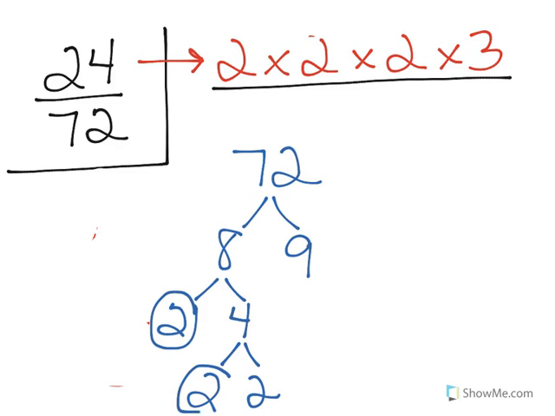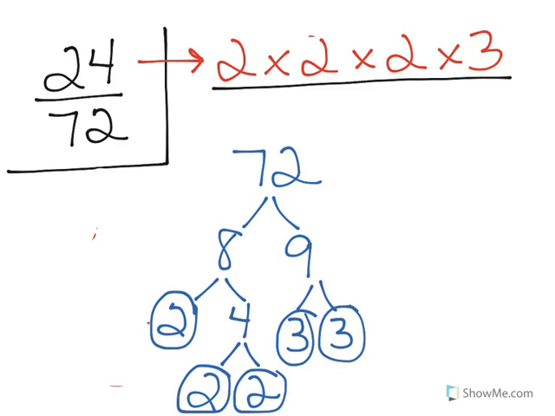These are both prime numbers now, so I can circle those. 9 can be broken down into 3 times 3. These are both prime numbers, so I'm going to circle those. There's nothing left to break down, so I can go ahead and write my prime factorization. I'm going to write it up here above the problem. I have 2 times 2 times 2 times 3 times 3.